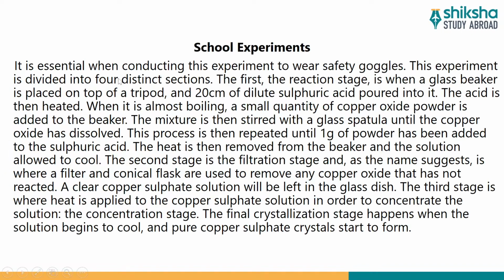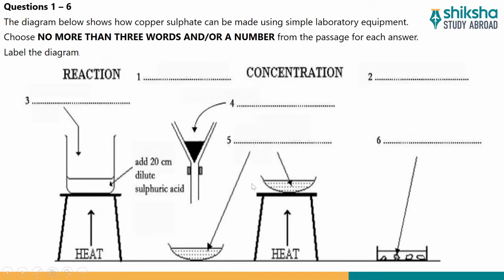Now, this is the sample passage. The heading is School Experiments, and this is the kind of diagram which is given to you. And this was the instruction which I was talking about, and that is no more than 3 words and/or a number. So now you know that you need to write an answer of 3 words or fewer, but not more than that. And you can also consider a number as your answer. So that is what is given here, so your answer should be revolving around that.